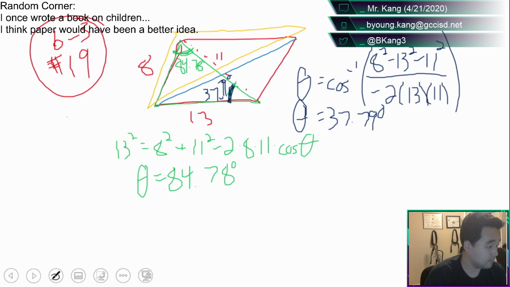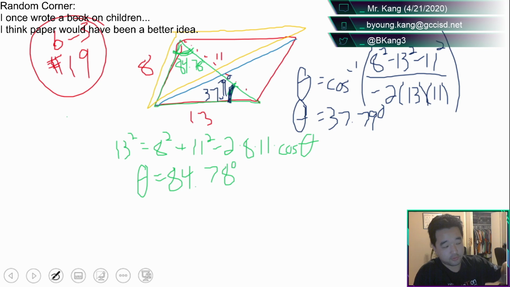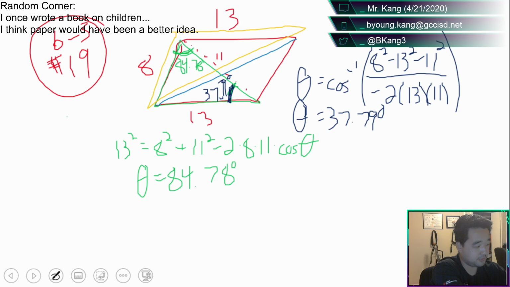So the gold triangle is the one you actually want, because the longer side of the gold triangle is the longer side of the diagonal. That's what you want, right? It's a parallelogram, so this is also 13. So if I can just figure out what that angle is, then I can just do traditional law of cosines to figure out the length of the side.